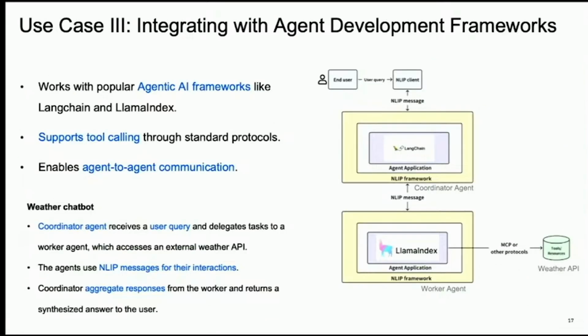In this use case, NLP has been shown to work with popular agentic AI frameworks like LangChain and Llama Index. And it also supports tool calling using standard protocols like MCP. So in this case, you have a weather chatbot where the coordinator agent that is based on LangChain receives a user query and delegates tasks to a worker agent that is based on Llama Index, which then accesses an external weather API using MCP or other protocols. The coordinator then aggregates the responses from this task and returns a synthesized answer to the user. And it shows how NLP can work across agent frameworks and uses existing protocols.